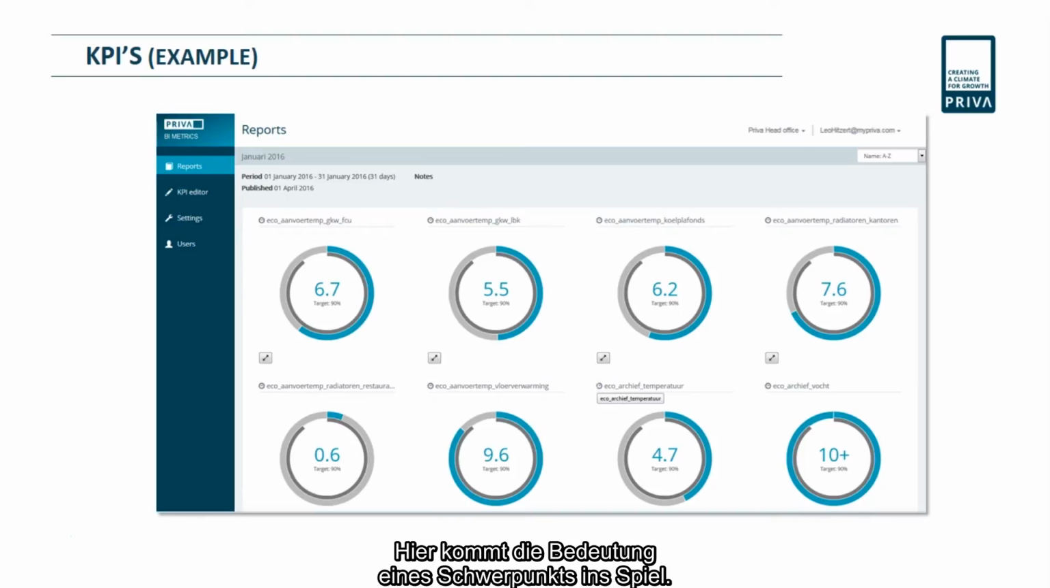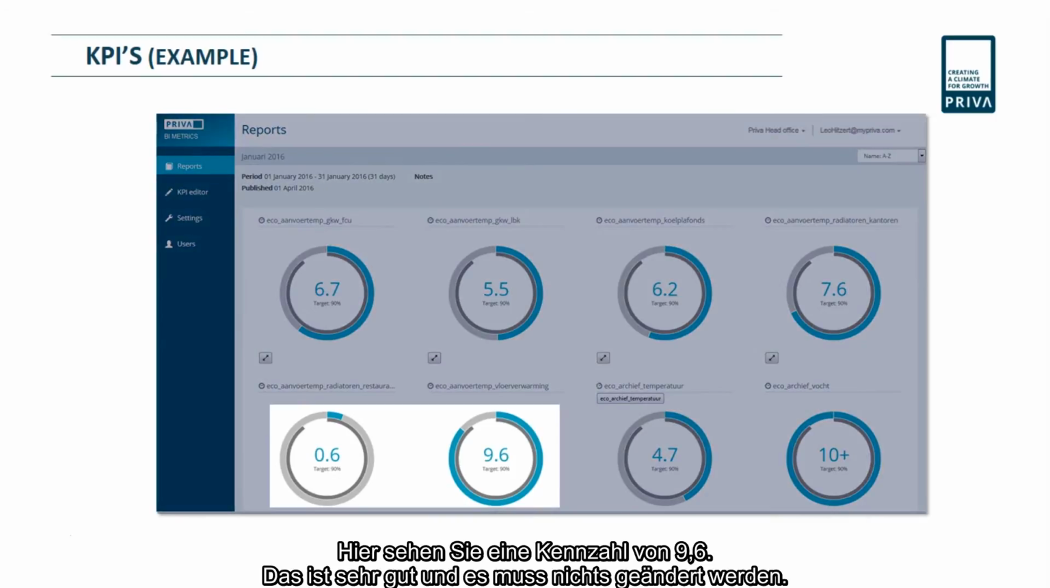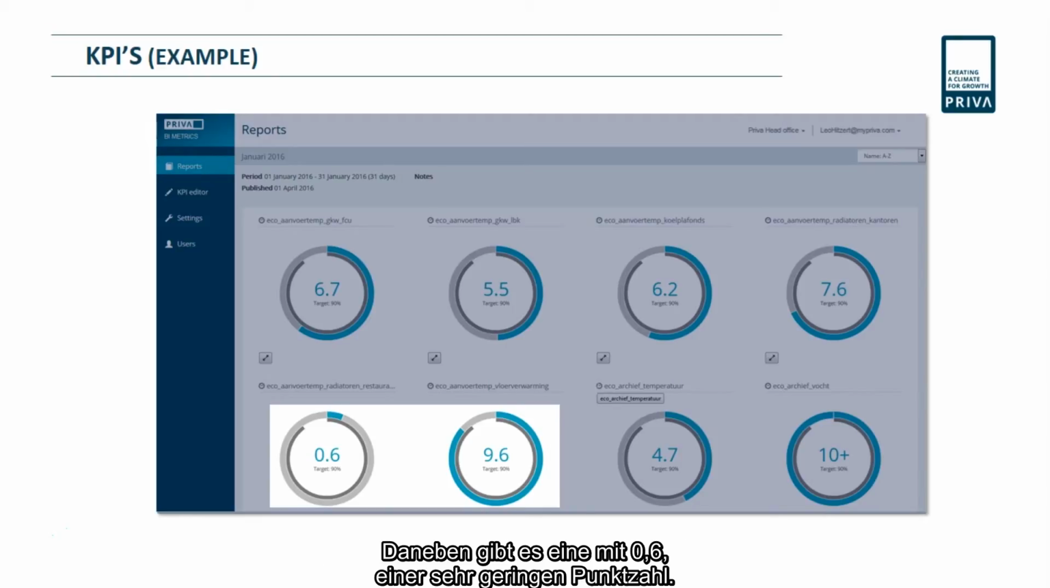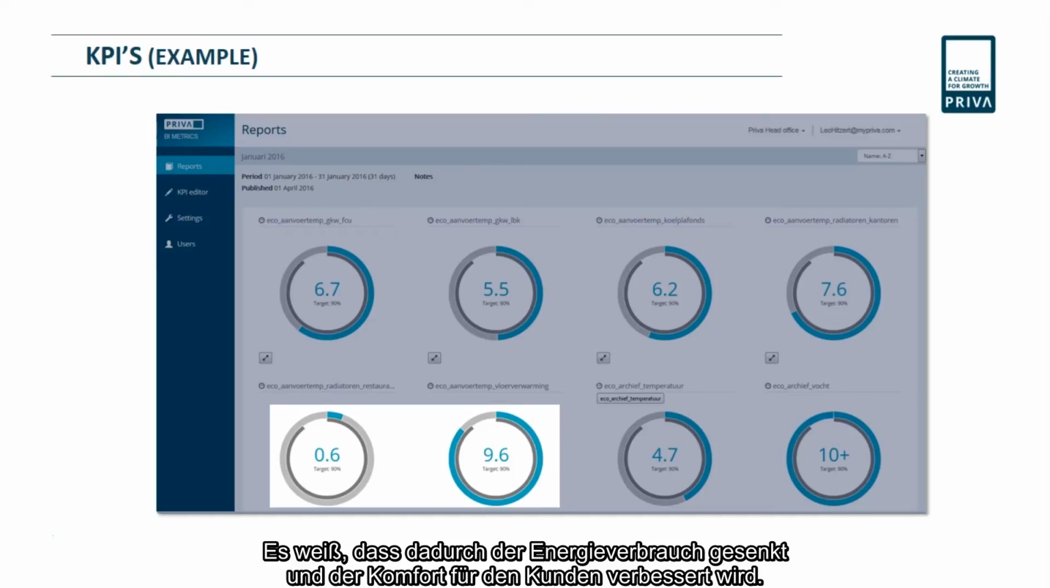Now remember, we talked about giving focus. What we see here is there is a KPI with a 9.6, which is really good, so don't touch it. And there's one with 0.6, which is really bad. And this means that in this case, if I'm a service company, I would aim my efforts on that KPI and look at that installation part, trying to improve it. Because I know it will improve energy, less energy consumption, and it will improve comfort for the customer.